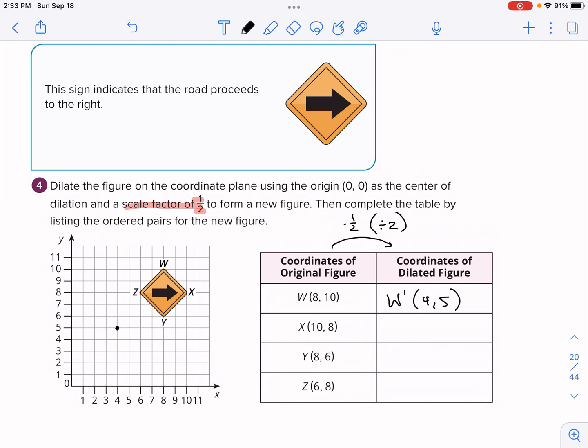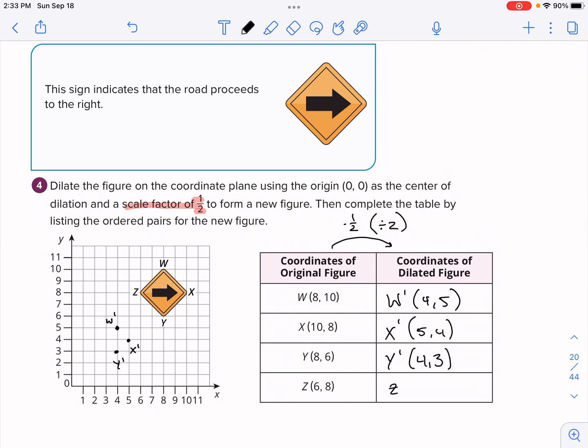This is going to be really small. X prime, 10, 8 becomes 5, 4. 5 right, 4 up. Oh, sorry, I didn't label these. This is W prime. And this is X prime. Y prime, 8, 6 becomes 4, 3. Divide both those by 2 again. 4, 3, 4 right, 3 up. Right here, we'll put Y prime.